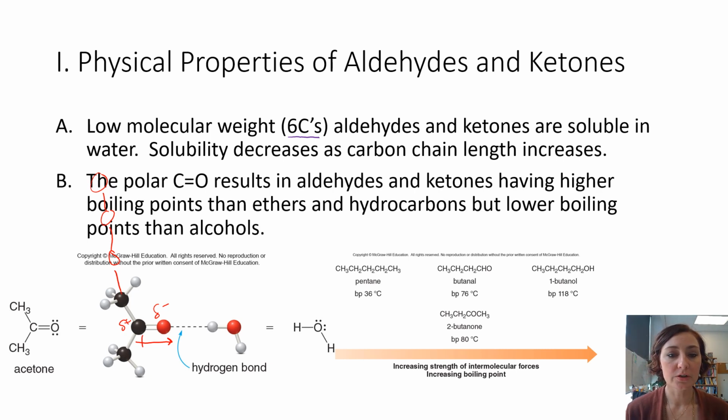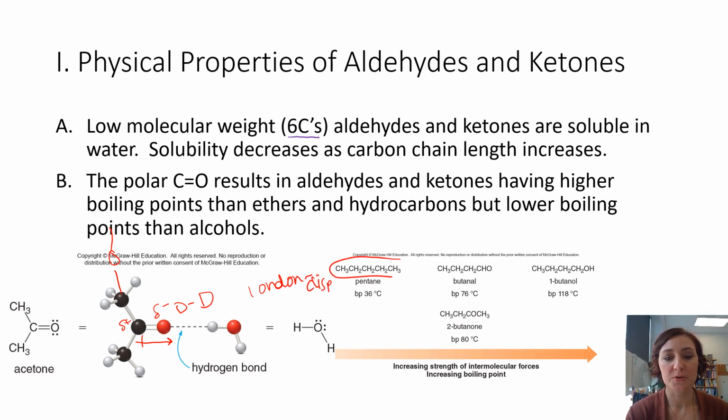The polar carbonyl results in aldehydes and ketones having higher boiling points than ethers and hydrocarbons, but they're going to be lower boiling points than alcohols. And again, this is going to have to do with what intermolecular forces are between two molecules. So in a ketone or an aldehyde, you have a carbonyl that has dipole-dipole intermolecular forces. And in a hydrocarbon, you only have London dispersion forces.